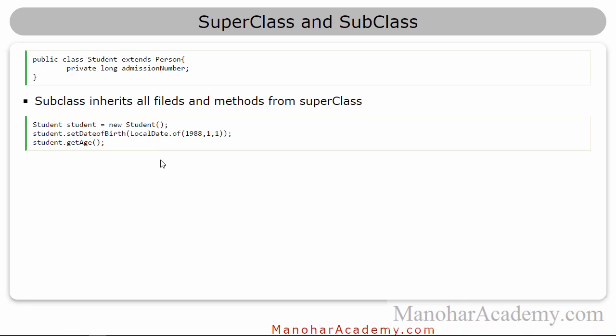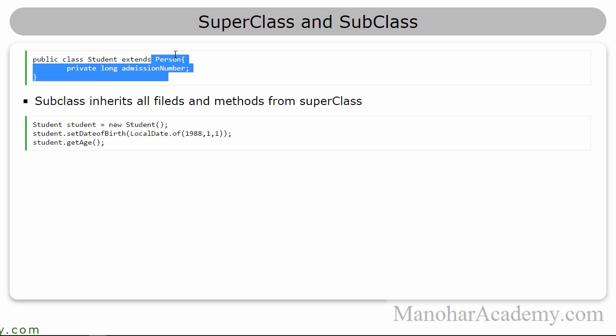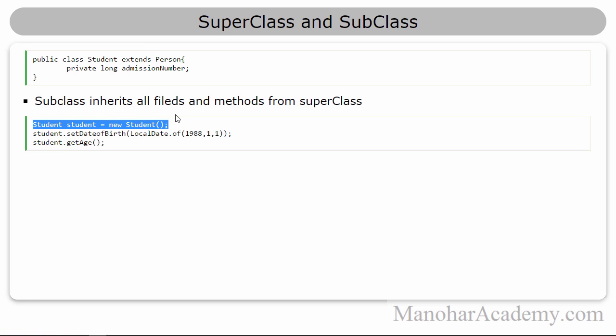In this particular slide, we are going to see what happens when you extend. We already mentioned that because student is extending the person, student is going to have the first name, last name, and all those fields and all those methods which are available in the person class. So now here I am just creating a student class and I am setting the date of birth for this particular student.